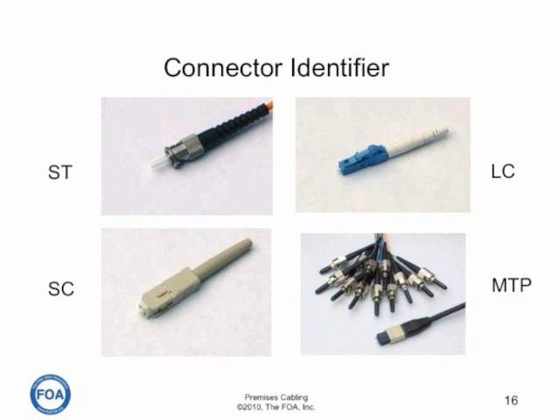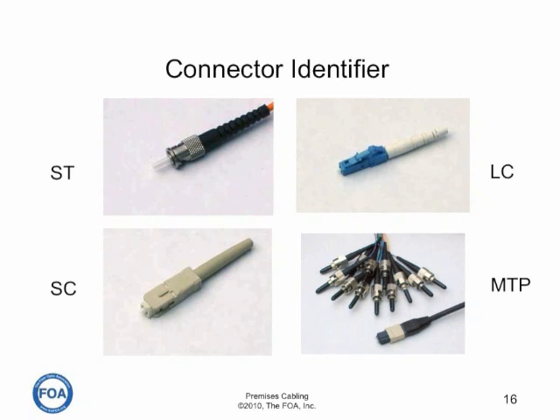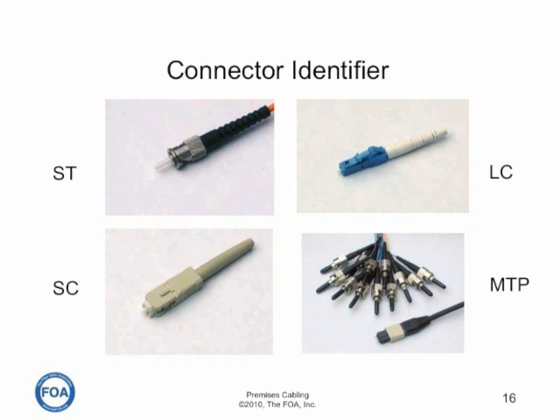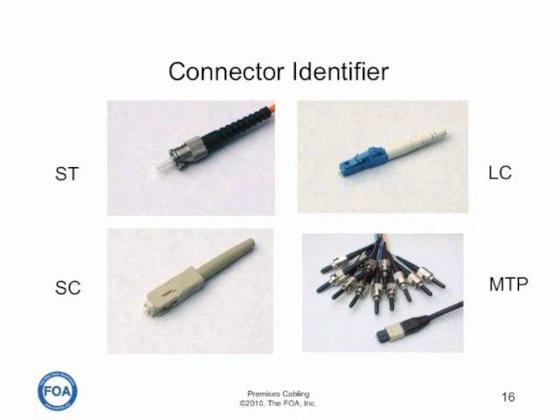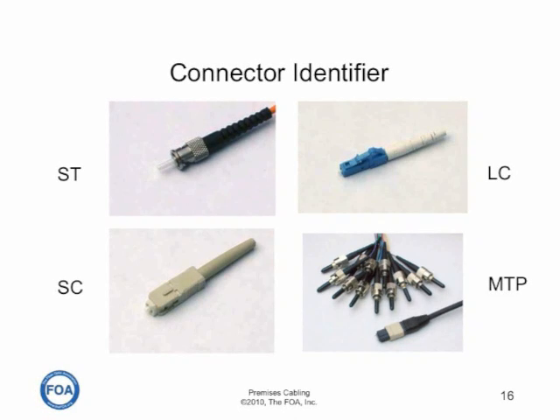The MTP connector, or MPO as it's sometimes called, is a multi-fiber connector. It can have 12 or 24 fibers in the connector and is used to create prefabricated cabling systems with one connector interconnecting 12 or 24 fibers.